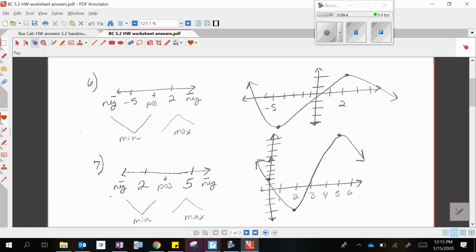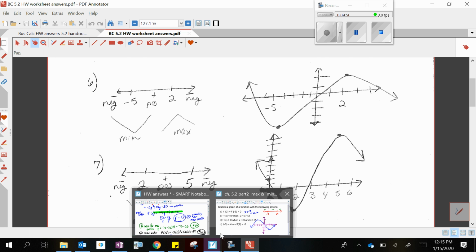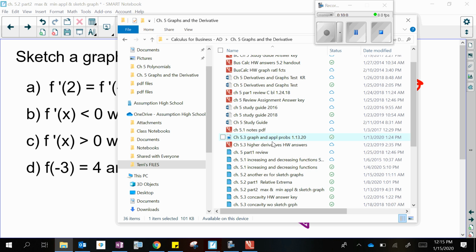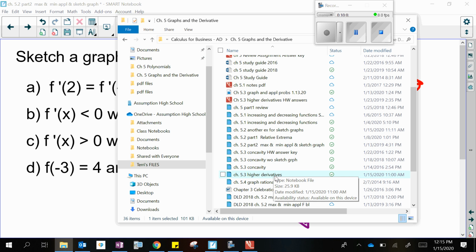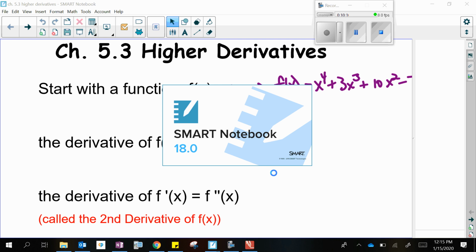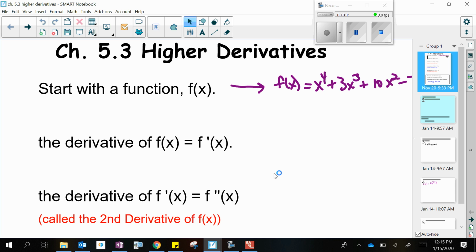So we're going to start chapter 5.3 now. And we're going to have a quest after 5.3. I split 5.3 into two parts, so we're going to do part 1 today. That's the higher order derivatives, which sounds very official. Then we're going to do concavity on Friday. What's today? Wednesday. Concavity on Friday, then we will be testing next Thursday. Does that make sense? Or questing.